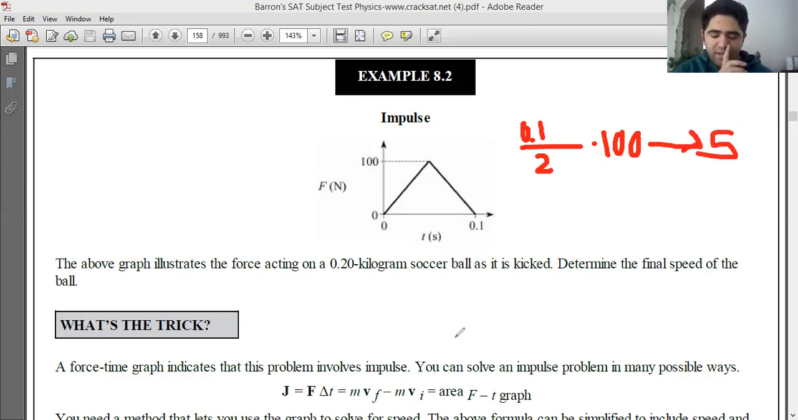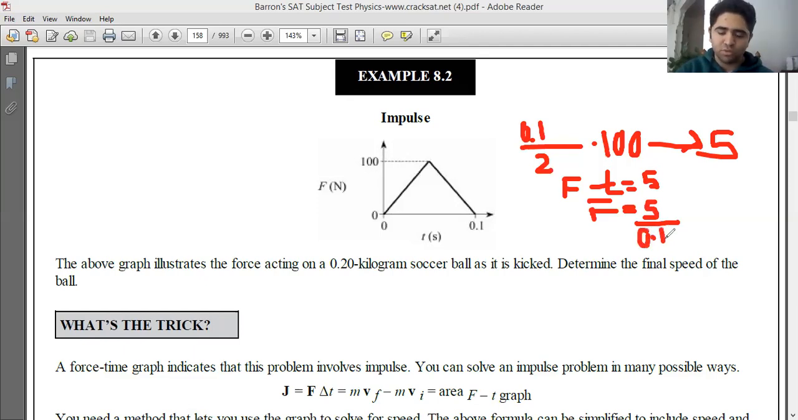Okay, so my technique would be, sorry, you have an impulse of 5. What is impulse? That is force times time equals 5. I need to find the force, so I'll divide the 5 by the time taken. So what is the time taken? 0.1. So divide 5 by 0.1.